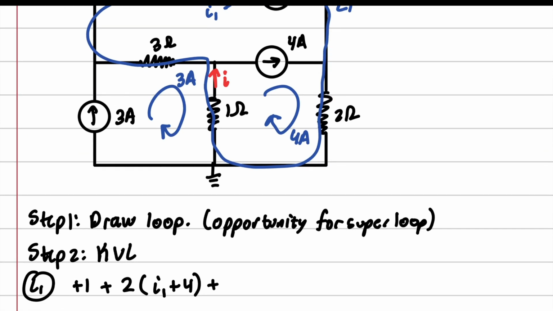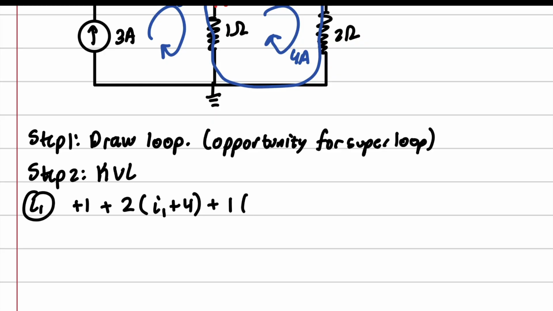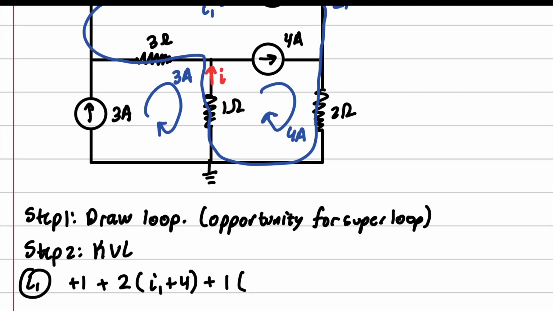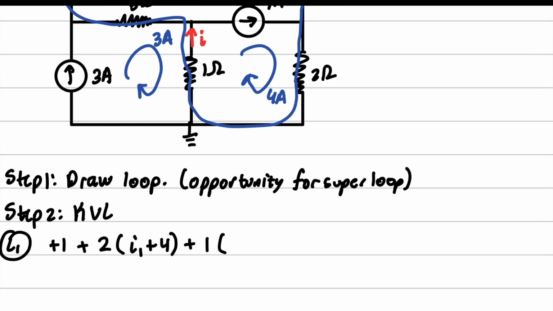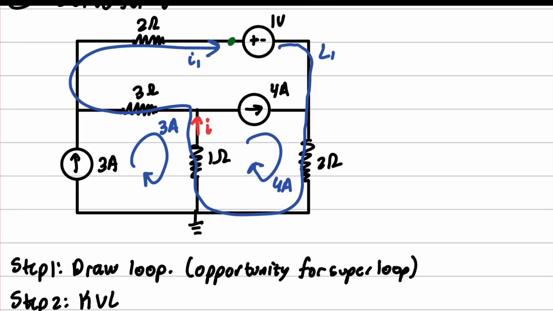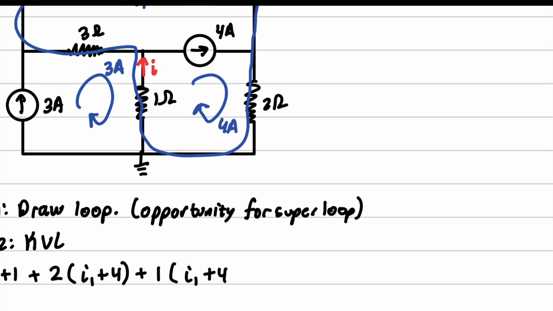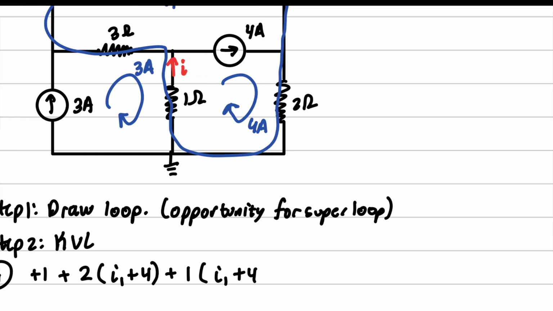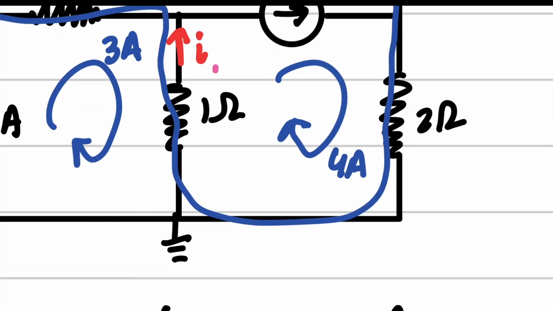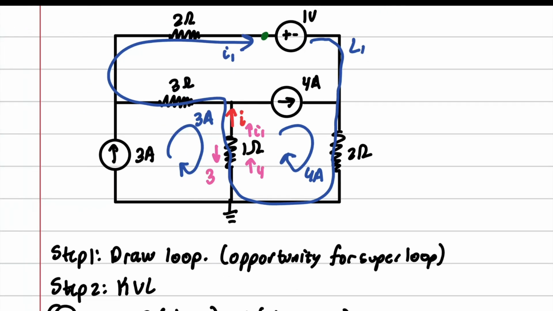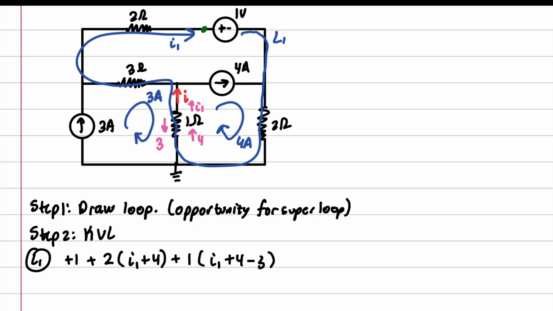now we're going to go through this 1 ohm resistor. Now this 1 ohm resistor is really special because it has a whole lot going on. We've got the I1 going in, right, from this loop. We've got 4 going in the same direction. And we've got the 3 amps going down. Okay, so we've got I1, 4, and 3. Okay, that is very important.